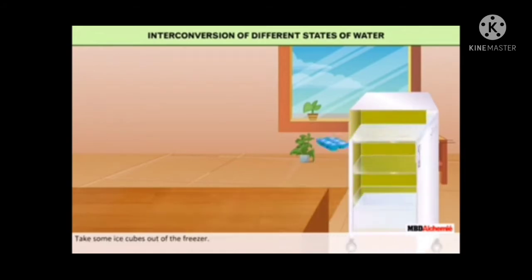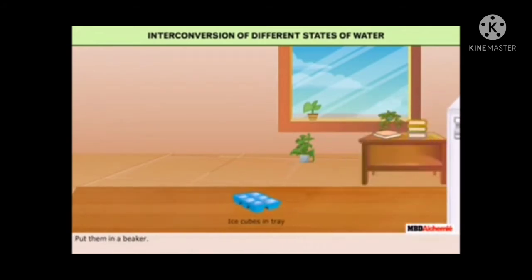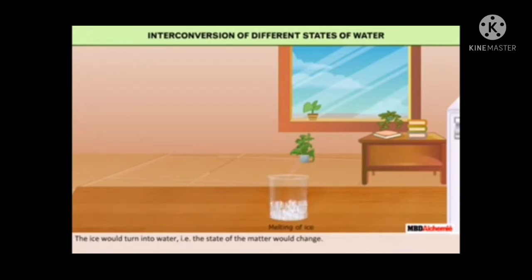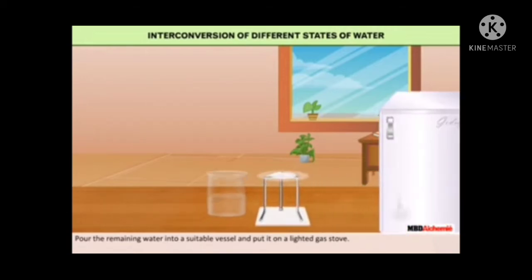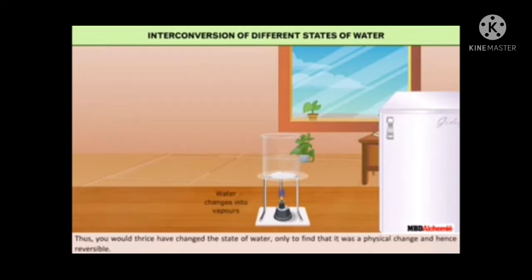Take some ice cubes out of the freezer and put them into a beaker and leave it for some time. What will you observe? The ice would turn into water. That is, the state of matter would change. Pour the water into a suitable vessel and put it on a lighted gas stove. The water would start turning into steam. That is, the state of matter changes to gas. We would change the state of matter into solid, liquid and gas. Hence, it is a physical change.